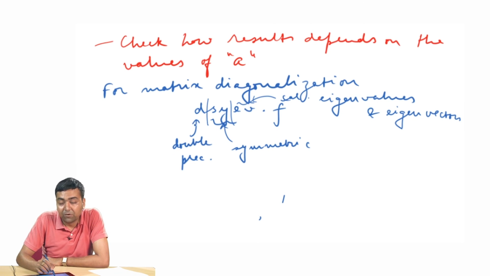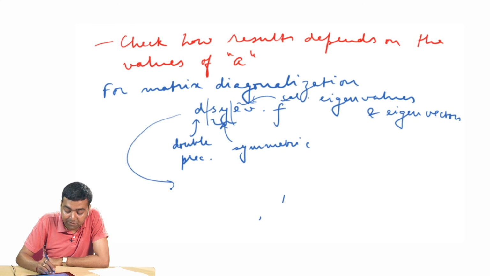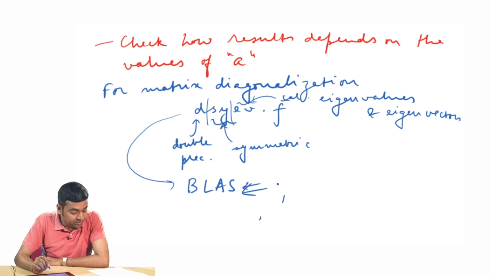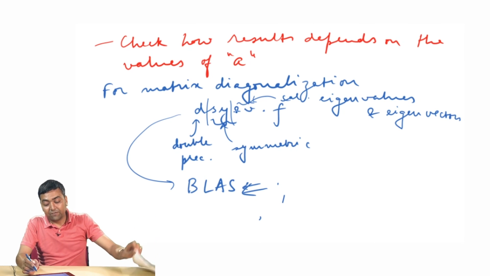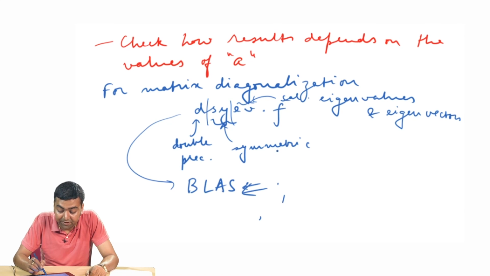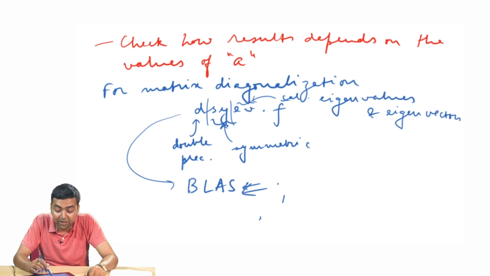This subroutine also depends on a few particular subroutines which are supplied by the BLAS library. So, you need to install BLAS on your machine also, and then you can use this subroutine to diagonalize. The reason we have chosen a subroutine which diagonalizes a symmetric matrix is that, for this particular problem, your matrix turns out to be a symmetric one.